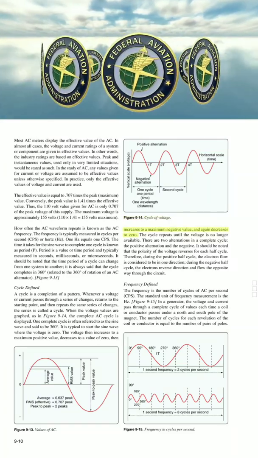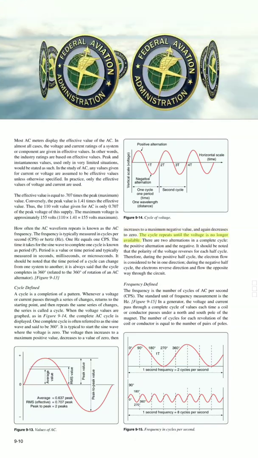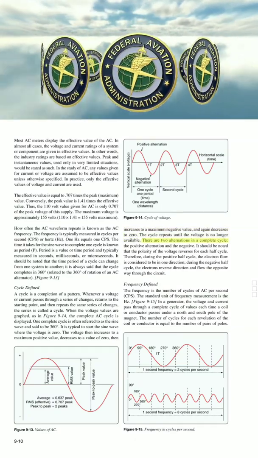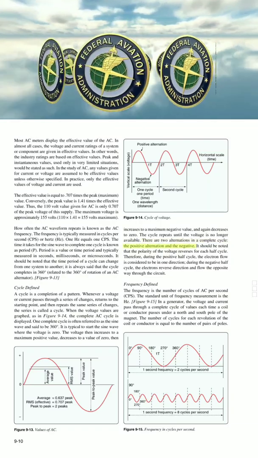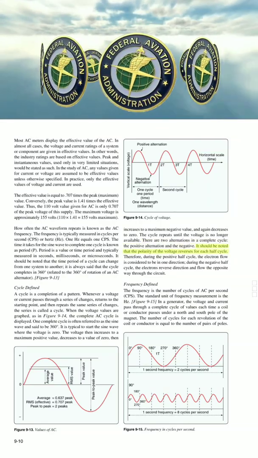Increases to a maximum negative value, and again decreases to 0. The cycle repeats until the voltage is no longer available. There are two alternations in a complete cycle: the positive alternation and the negative. It should be noted that the polarity of the voltage reverses for each half cycle.